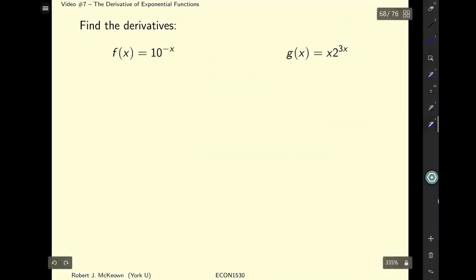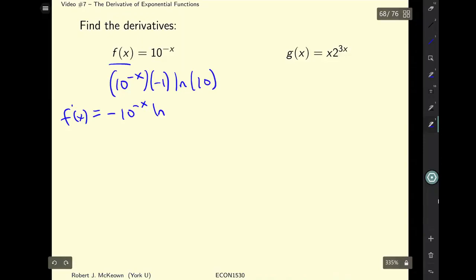Let's do some examples together. So we'll start with f of x. So we have an exponent function, but it's not the natural exponent. And so if I apply the rule, I'm going to get the function itself. Now notice we've got a negative x in the exponent, so I have to use the chain rule, and the derivative of that exponent with respect to x is just -1, times log of the base, log 10. So we end up with f prime of x is equal to -10^(-x) log 10.